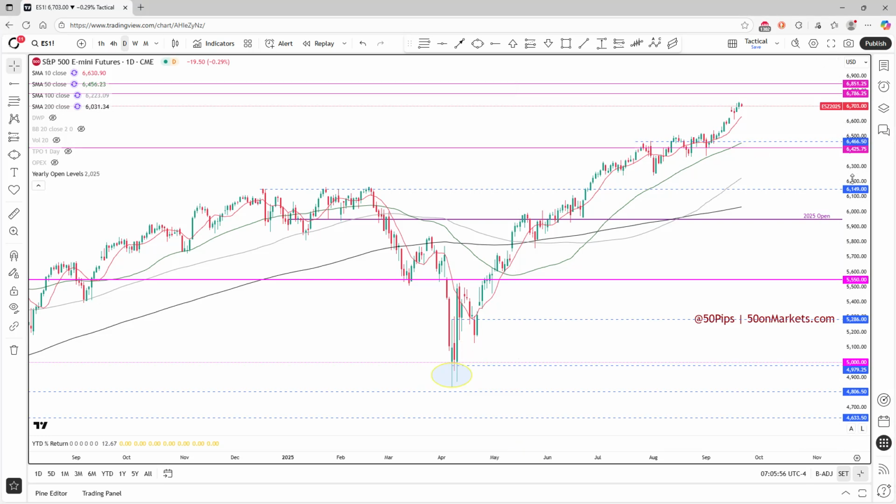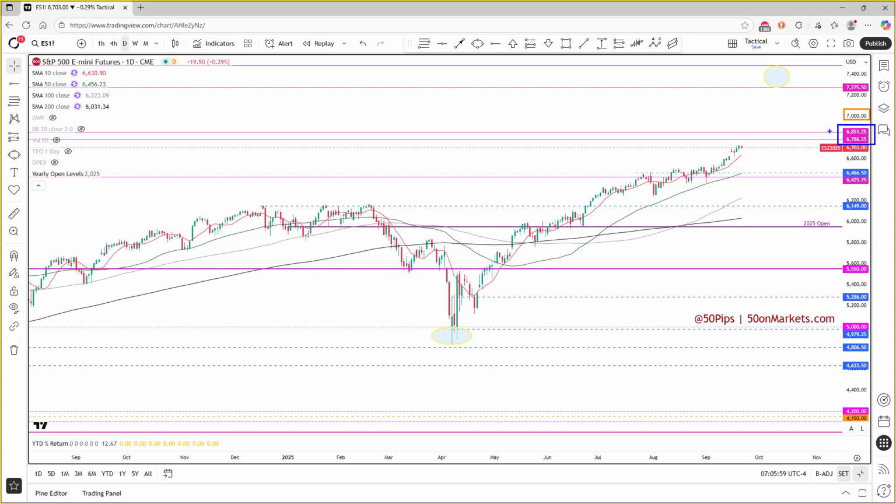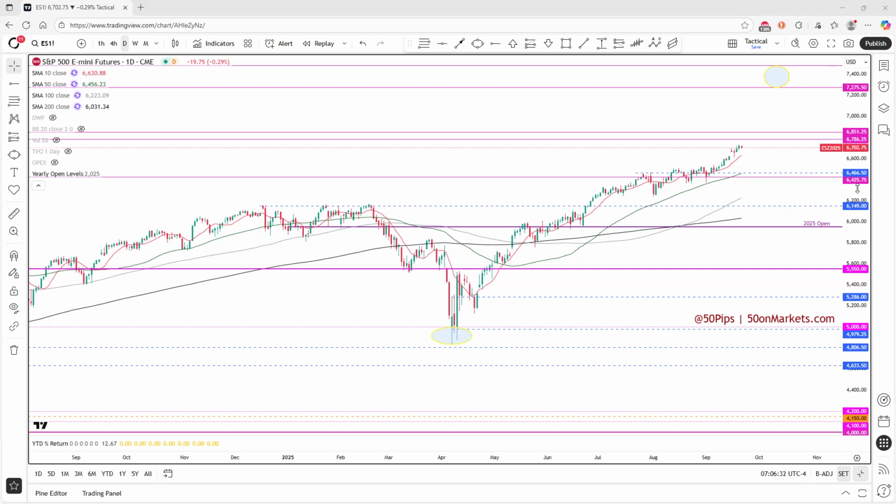And just as a reminder, we've got two sets of areas we're looking at. Of course, people are going to talk about the psychological 7,000 mark, but for technical purposes, we're talking primary targets inside 6,780s, 6,850s, and then extension targets higher up into that 7,200, 7,500 range. As long as we keep on taking out those new highs, sky's the limit. That's the pain trade: continuation higher.